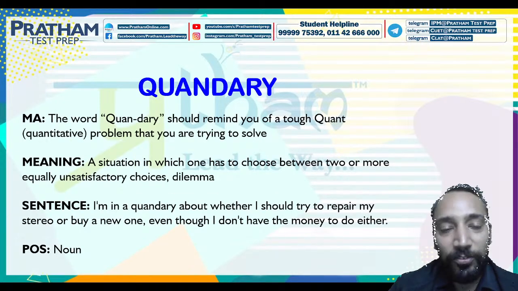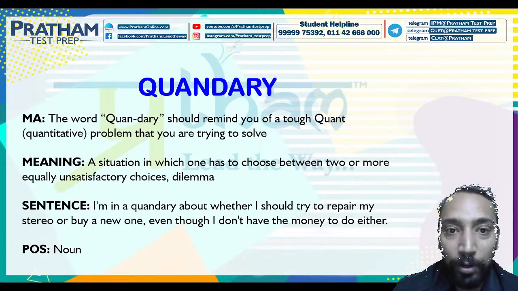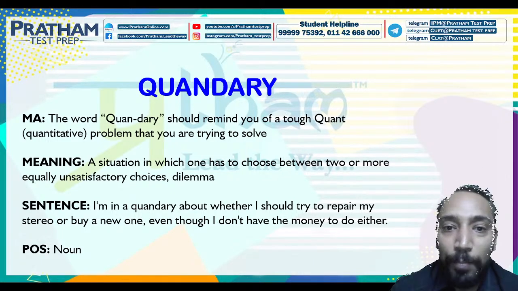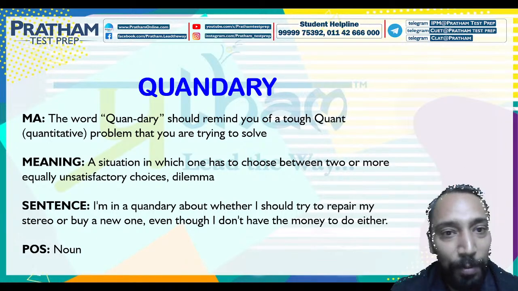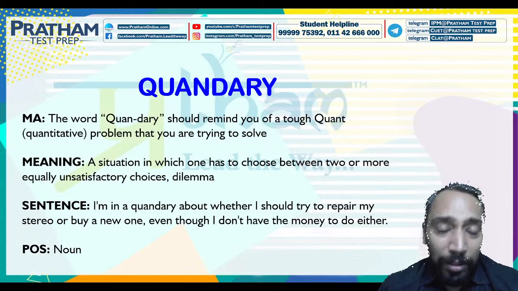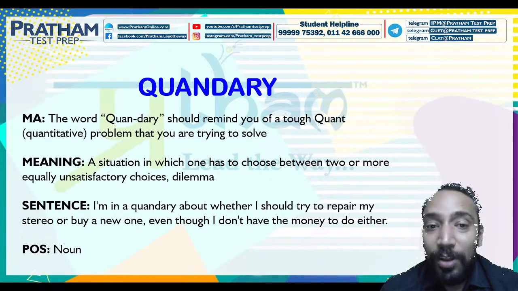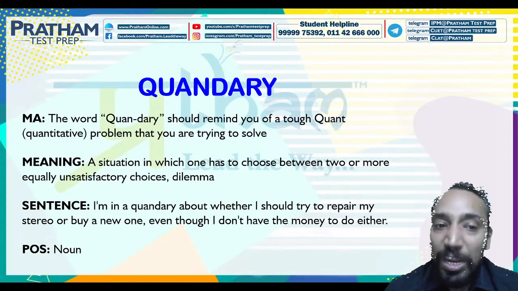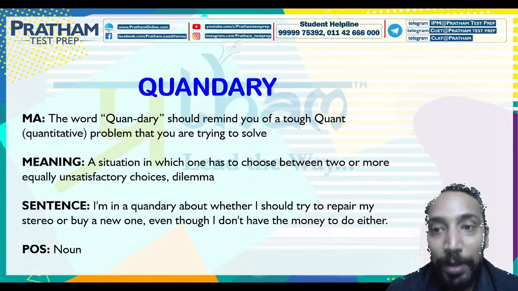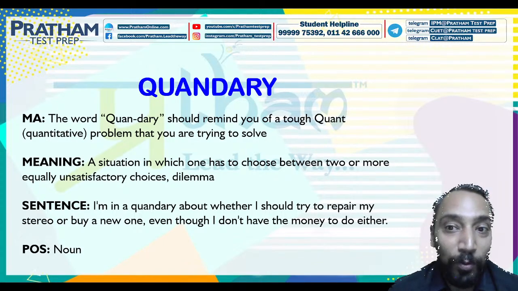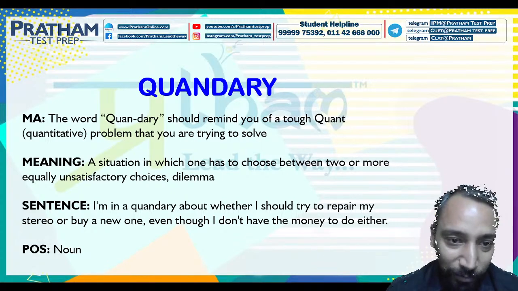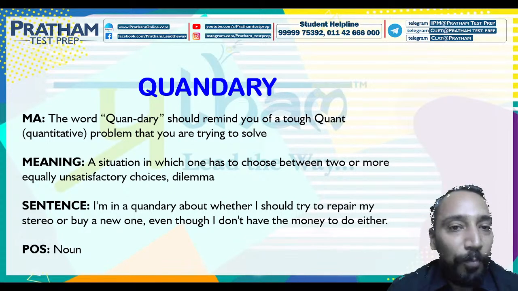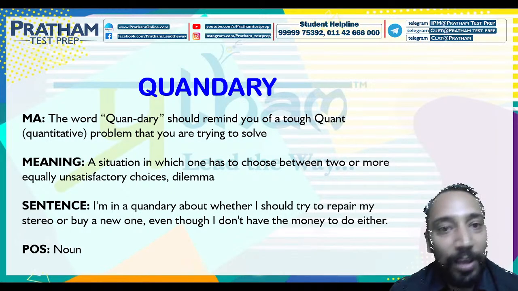Moving on to our next word, it's quite an important word, quandary. The word quandary should remind you of a tough quant or quantitative problem that you are trying to solve. So quantitative. Wow, that's a nice way to remember it, isn't it? The meaning of this particular word: it's a situation in which one has to choose between two or more equally unsatisfactory choices. Well, it's a dilemma. What should I do? I have to choose between either of the two choices. The mind is not working at times, right? So that kind of problem, that kind of confusion that we are in is known as quandary.